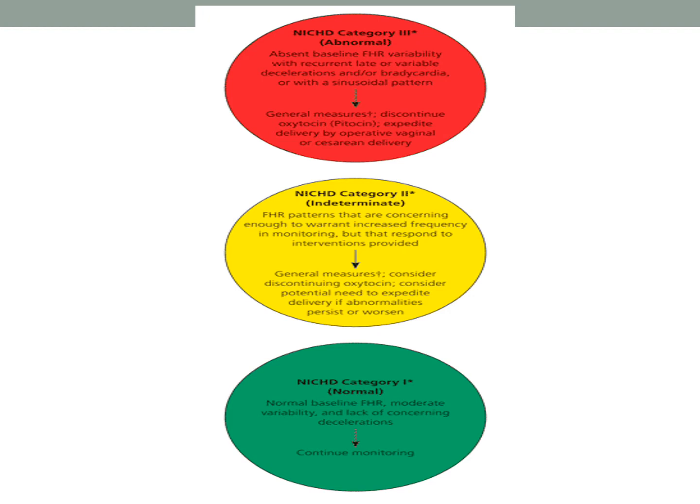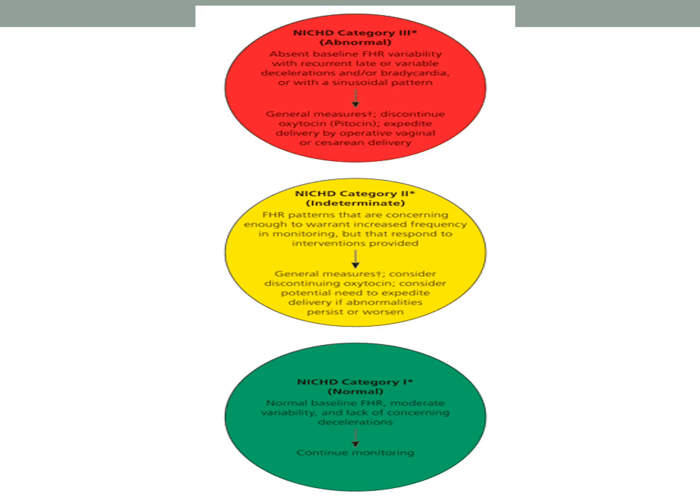So I have a little red, yellow, green traffic light over here. If you have a category 3, which we know means that you have absent variability with recurrent lates or variables and/or bradycardia or a sinusoidal pattern, in this case, this is serious. You have to stop. You have to intervene. If your client is on oxytocin or Pitocin, you must discontinue it, and you have to expedite the delivery of the baby, whether it's through an operative vaginal delivery or a cesarean section. What is an operative vaginal delivery? It means that the physician has to get this baby delivered and that they may use forceps or a vacuum.